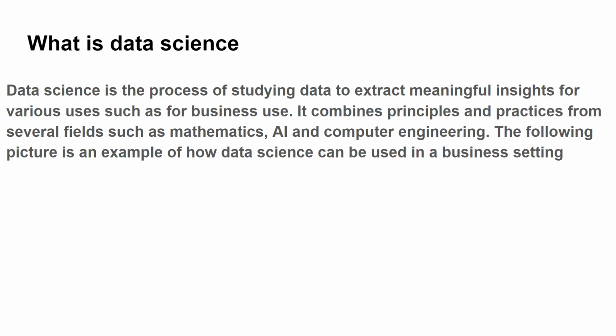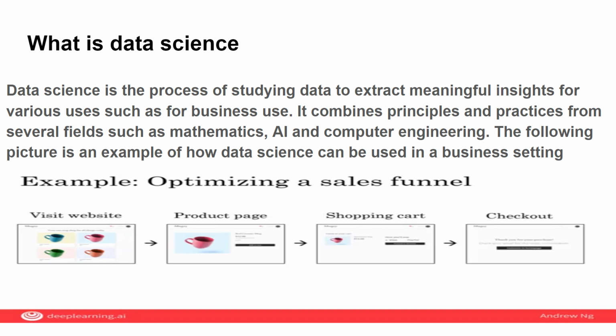The following picture is an example of how data science can be used in a business setting. As we can see here, it features starting off with a website, and in the website we see several cups. The customer then clicks on the pink cup, adds it to the shopping cart, then pays for the checkout. Based off this data it's received, the AI can now draw an insight that the customer likes pink cups. Therefore it will start suggesting them more pink cups and more pink products in general, such as pink plates, pink cutlery, etc.